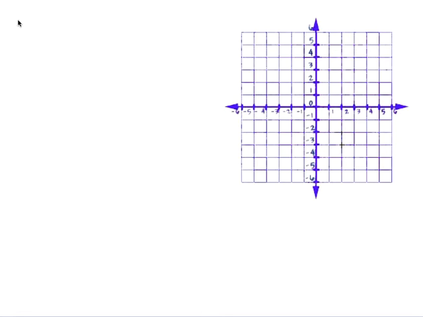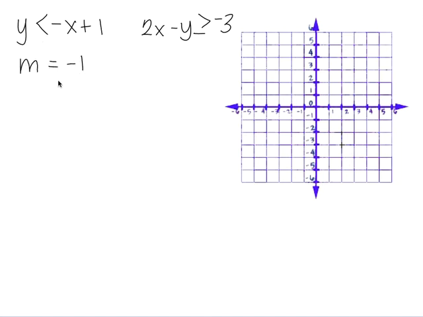So we have y is less than negative x plus 1, and 2x minus y is greater than or equal to negative 3. I'm going to start with this left one because it's already in slope-intercept form. So m is negative 1, and my y-intercept is 1. I'm going to graph that. Starting at 1, I have a negative slope, so I need to make sure that my line is falling from left to right. And I'm going to use a dotted line.